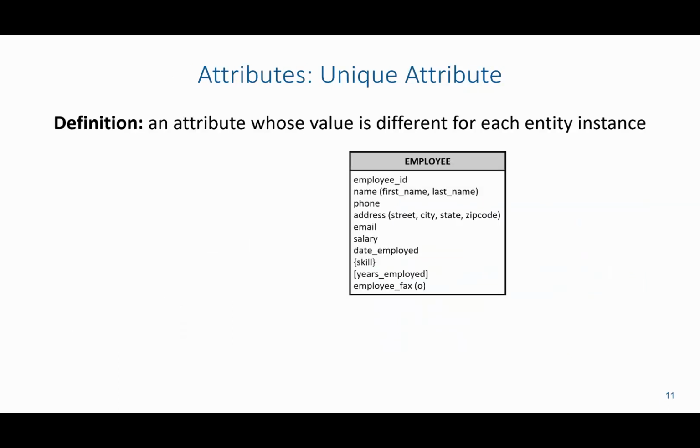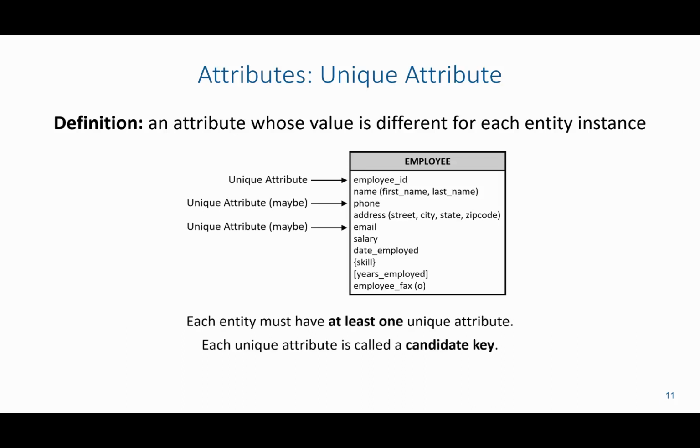The next type of attribute is the unique attribute. This is an attribute where every single value in that column, or every single value for every single instance in that entity, is different from every other value. So looking at the employee entity, which of these must be unique from every single other value that is stored in the database? Well, it's going to be employee ID for sure, because you're never going to want to have two employees with the same ID.